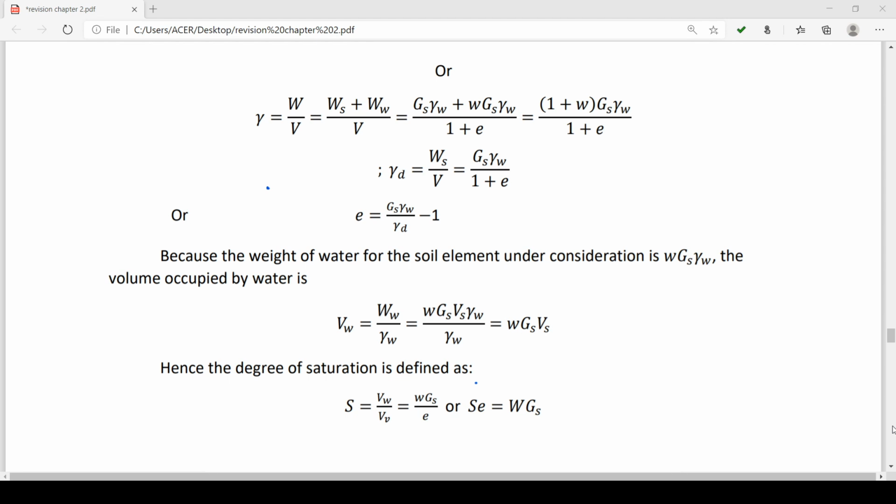Okay, so balik tayo sa ating PDF. Okay. Then, prove naman natin na si dry unit weight natin, that is equal to GSYW all over 1 plus E. Kung titingnan nyo, magkamukha lang sila. Ang mawawala lang is your total weight of your water. So, if wala tayong total weight of water, then wala tong term na to. Okay? So, explain ko na lang dito.